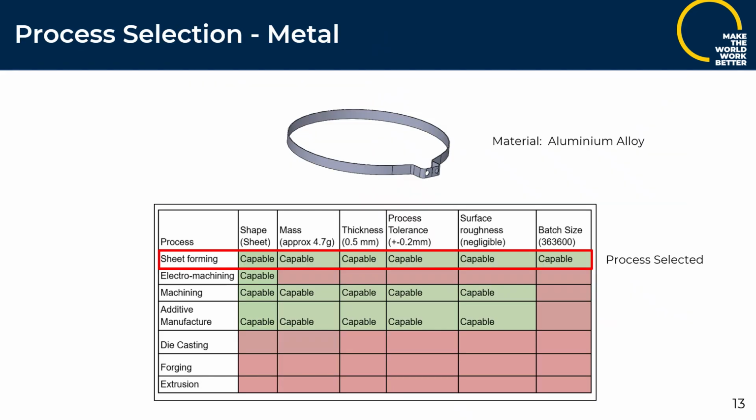Getting into the process selection for the kettle strip part, the key dimension for this part is the positioning of the two holes, which is required for snap fitting with the kettle handle. And the tolerance for this we chose to be 0.2 millimeters. We also chose aluminum alloy to be the material for this part due to its lightweight, non-rust properties. And from our process selection analysis, we determined sheet metal work to be the ideal process.